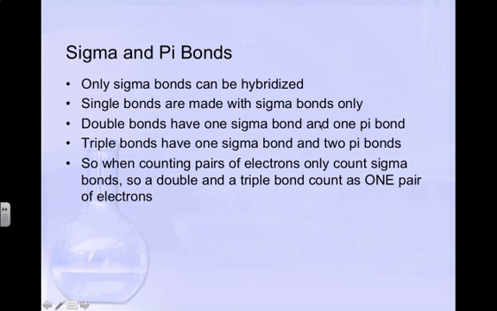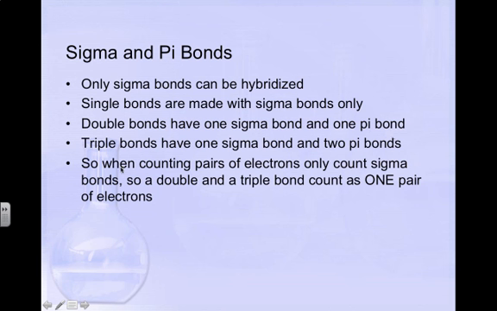So this is just talking about where the electrons are, or where the orbitals are overlapping in the bonds. So a double is 1 sigma and 1 pi, and then a triple bond is going to be 1 sigma and then 2 pi bonds. So again, when you were counting your double and triple bonds, this is why you only count 1, because you have 1 sigma bond in there, and the pi bonds don't hybridize.